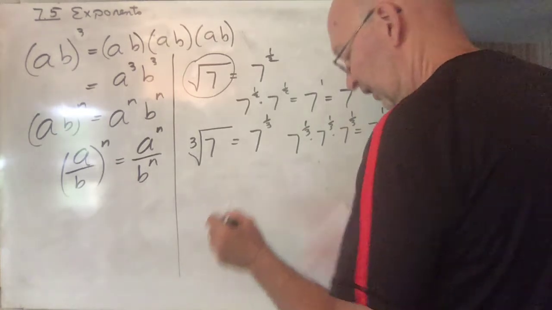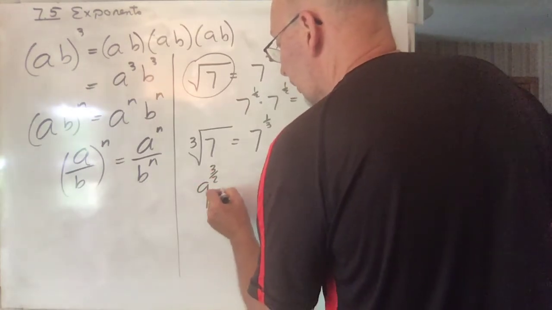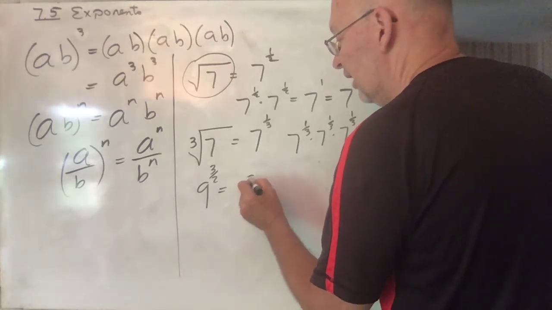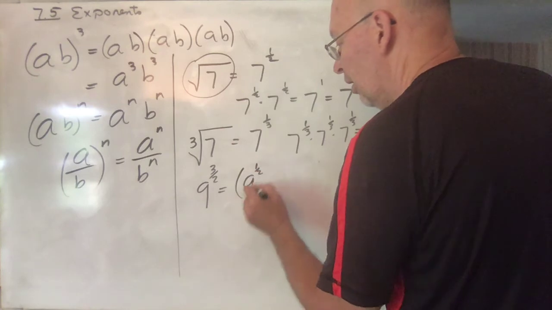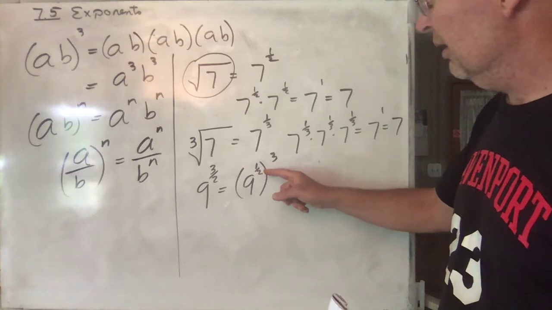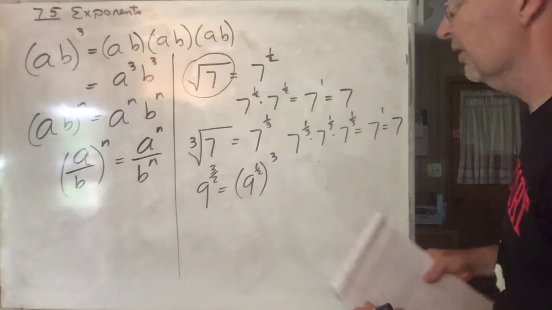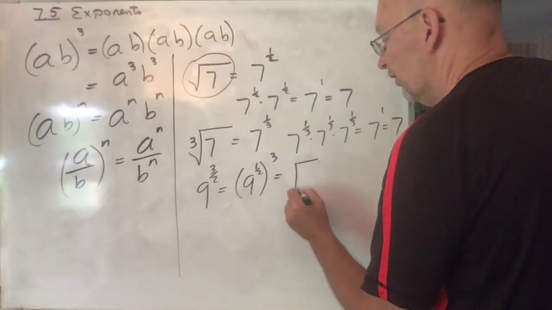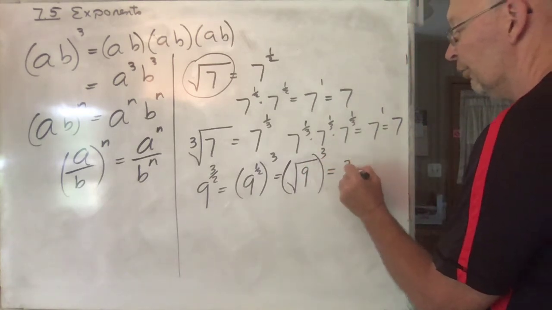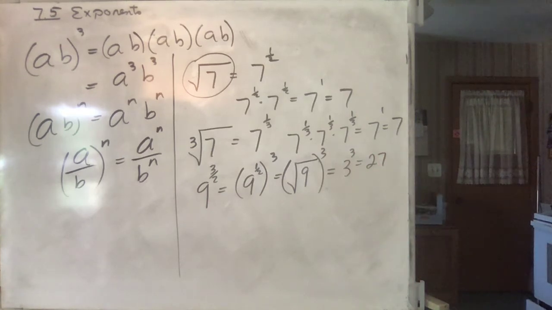And then you can also do things like this. You can talk about 9 to the 3/2 power. 9 to the 3/2 power you can think of as 9 to the 1/2 power, all quantity cubed, right? Because this thing raised to this power is going to be 9 to the 3/2, and there's your 3/2. So this is just equal to the square root of 9 quantity cubed. The square root of 9 is 3. 3 cubed is 27.